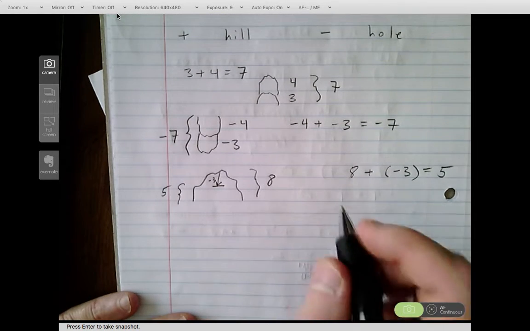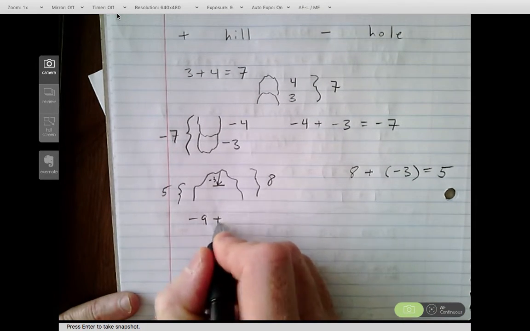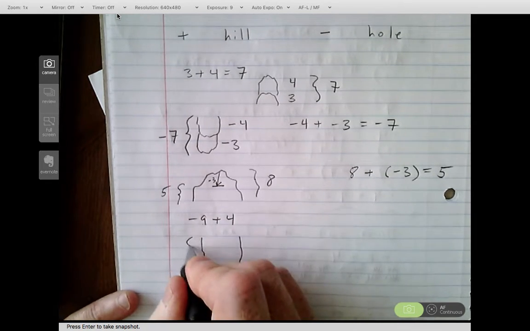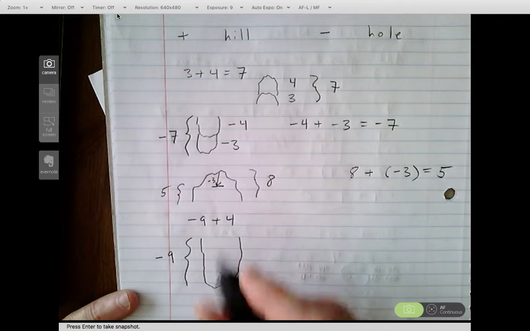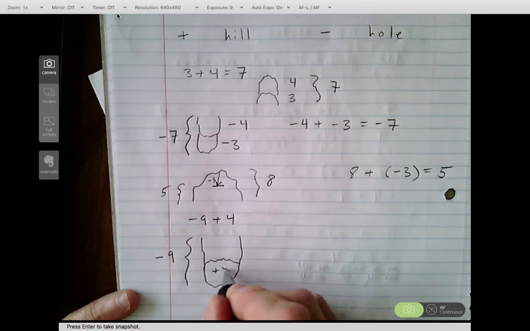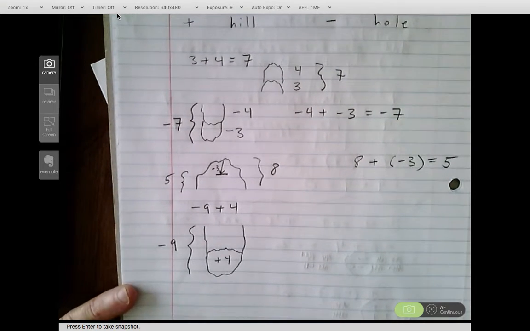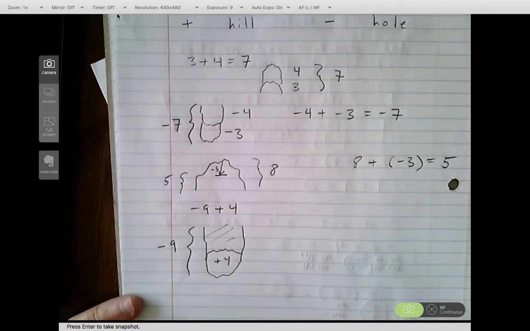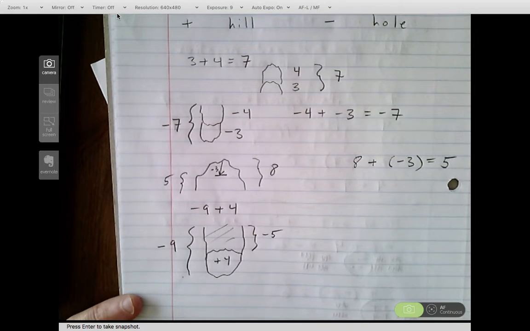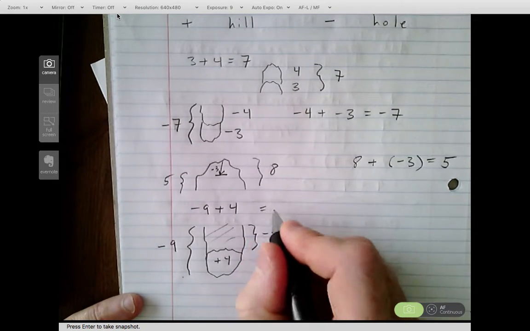Okay, likewise, if I'm going to add, let's say, negative 9 plus 4. So I have a big hole here. It is 9 feet deep. And I'm going to put 4 feet of dirt in there. Well, let's check it out. I still have a hole here. See, I got all this space down here in the ground. I still got a hole. So my answer is going to be negative. So if I go 9 feet down and 4 feet up, what I'm left with is a hole that is 5 feet deep. So the answer here is negative 5.